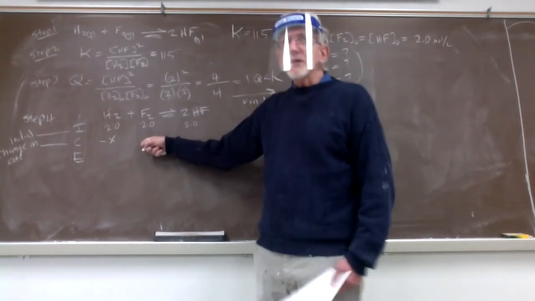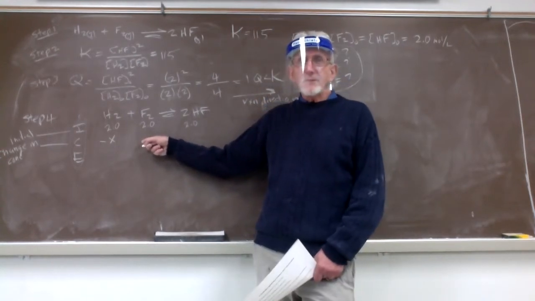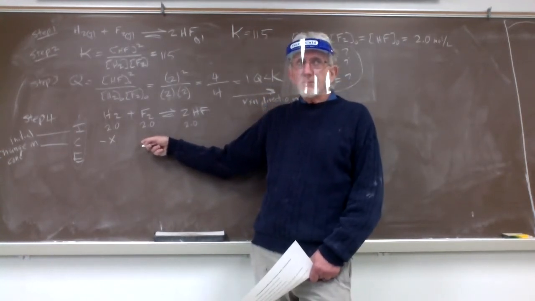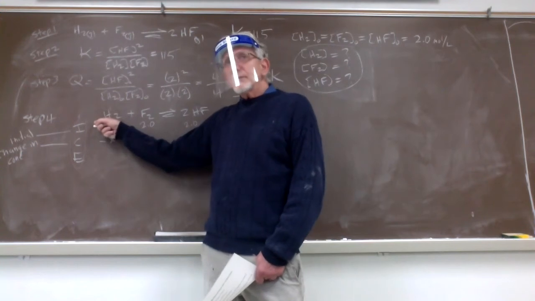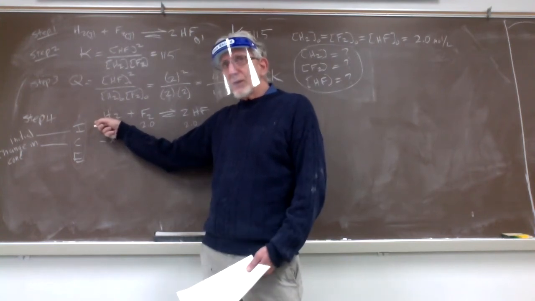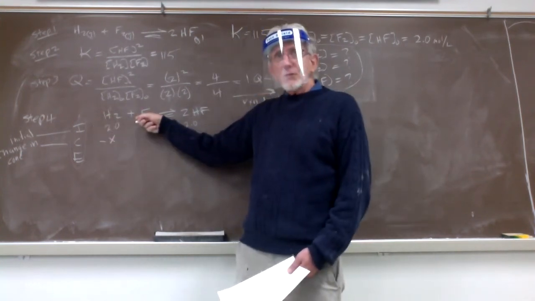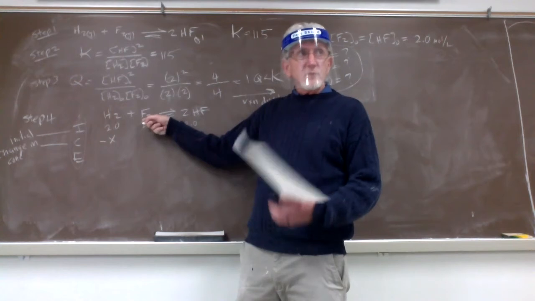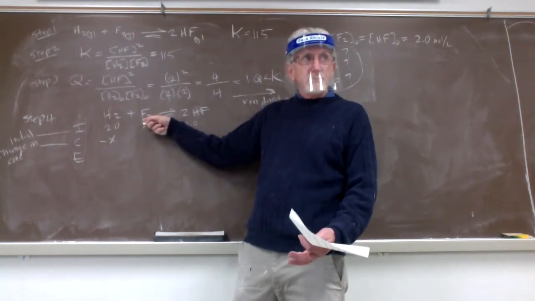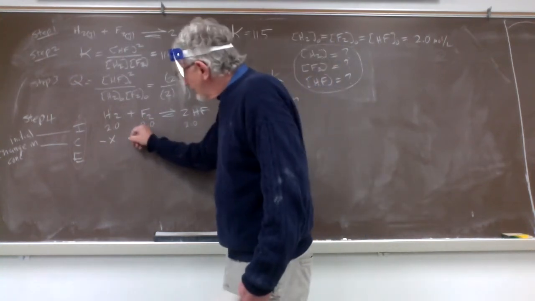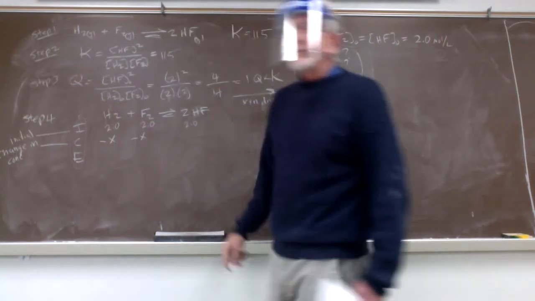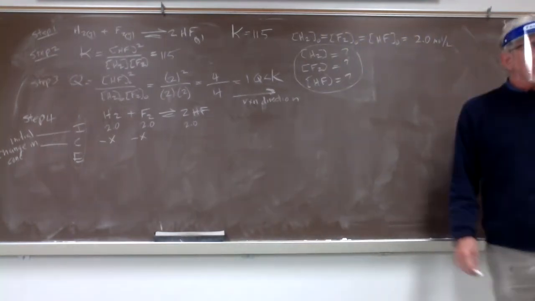What will the change in concentration of fluorine be? Notice stoichiometric coefficient of 1 here, stoichiometric coefficient of 1 there. The fluorine is going to be consumed as well, right? At the same level, minus X moles per liter of fluorine will have to be consumed to get to equilibrium.